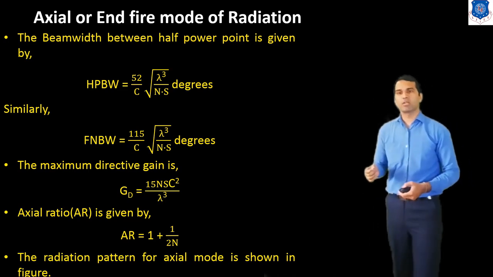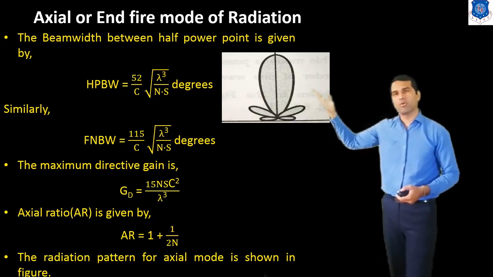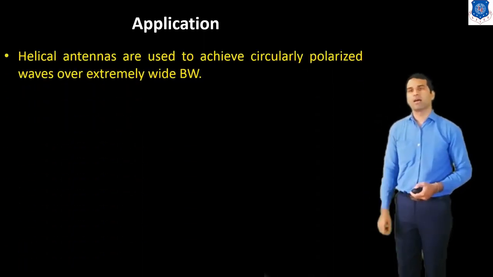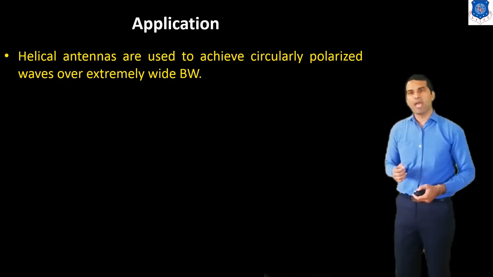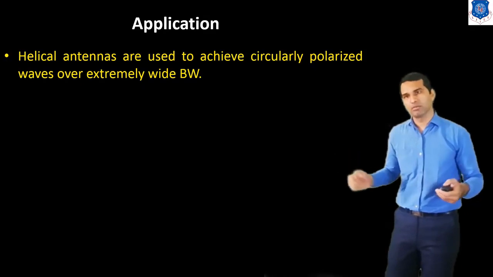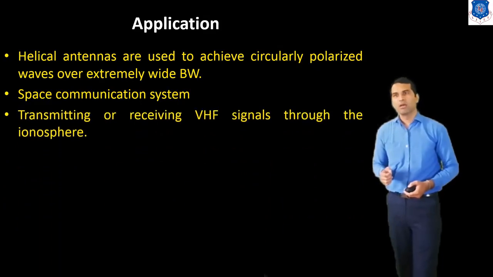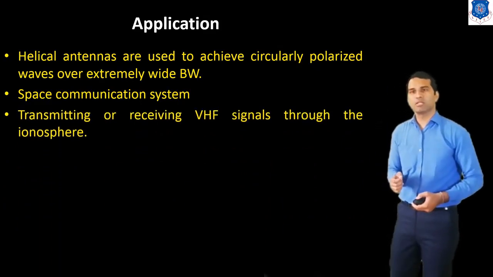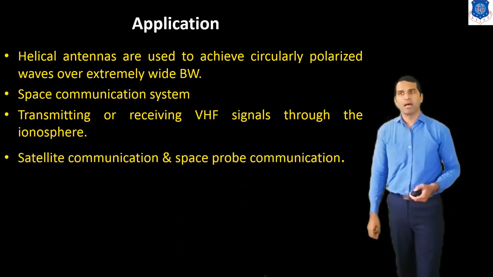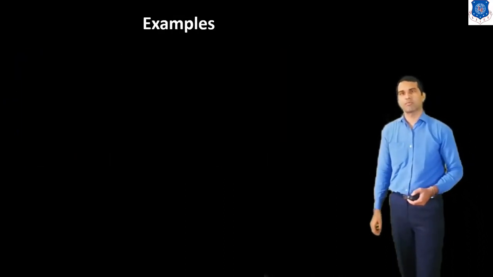The radiation pattern for the axial mode is shown in this figure. This is the radiation pattern for the axial mode. Now we discuss the applications of this antenna. Helical antennas are used to achieve circularly polarized waves over an extremely wide bandwidth. It is also used in space communication. Then it is also used in transmitting or receiving VHF signals through the ionosphere. Then the helical antenna is used in satellite communication and space probe communication.